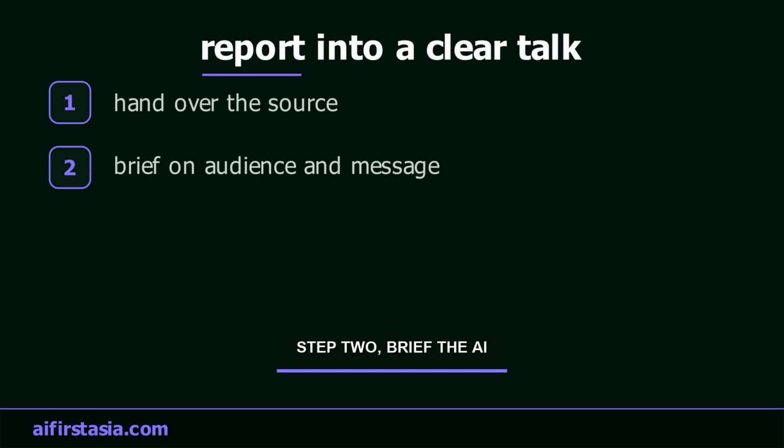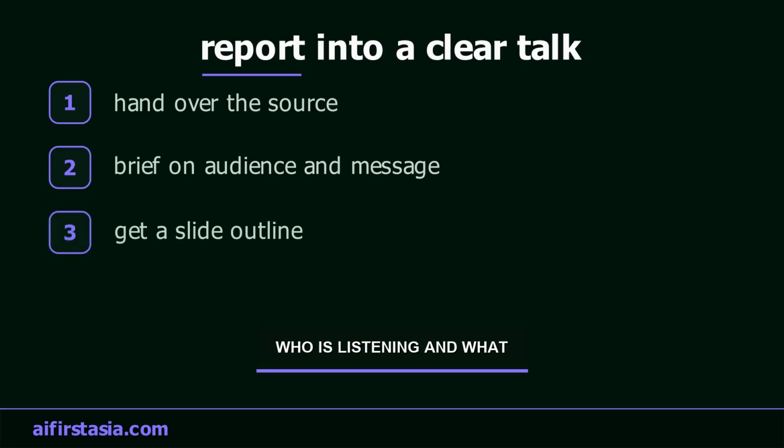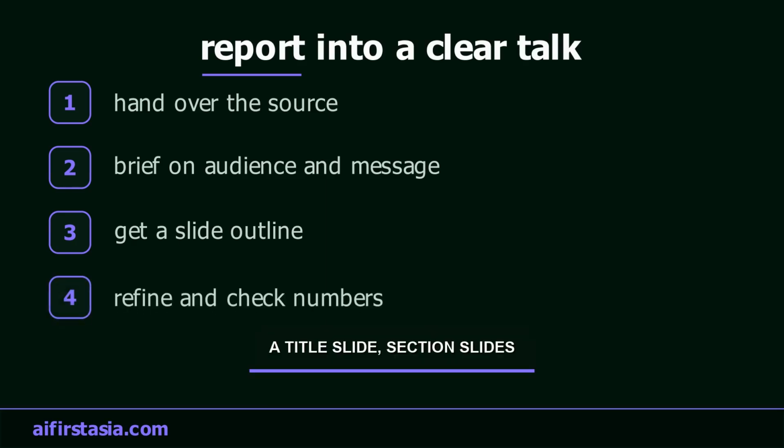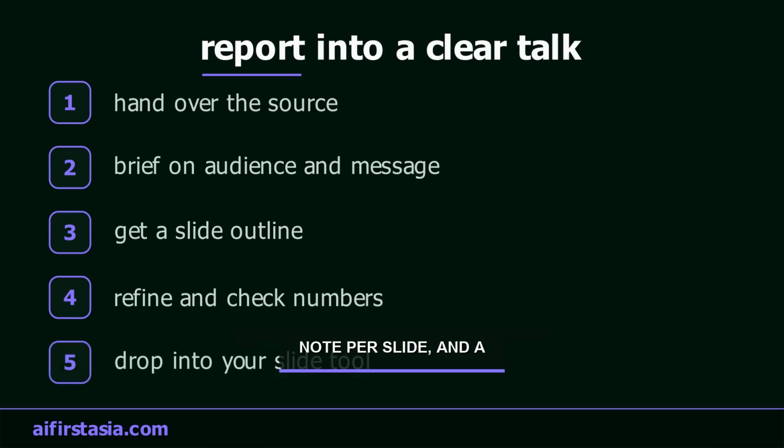Step 2, brief the AI on your audience and your key message so it knows who is listening and what you need them to do. Step 3, ask for a slide-by-slide outline, a title slide, section slides with 3 or 4 tight bullets each, a suggested visual or speaker note per slide, and a strong closing slide with your call to action.